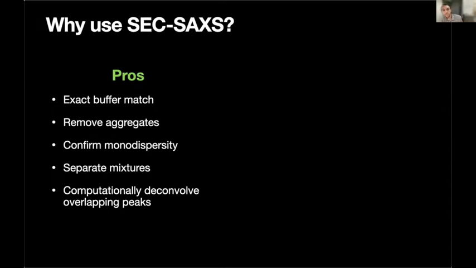So, all right, the pros are exact buffer match. We can remove aggregates. We can confirm that our protein is monodispersed. So if you did a purification in the lab, you do SEC-SAXS and you get the same elution profile, it's a good sign that your sample survived the trip to the synchrotron. It can also, in some cases, separate mixtures, for example, monomer and dimer mixtures. And then the final thing is that there are other computational tools we can apply that you can't apply to just a single scattering curve. Because you have this large data set, you can apply tools to separate peaks even if they're overlapping. So I'll say more about that later.